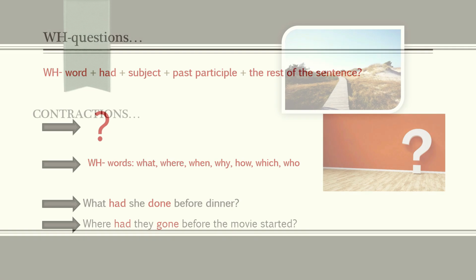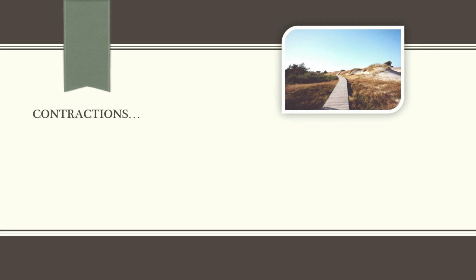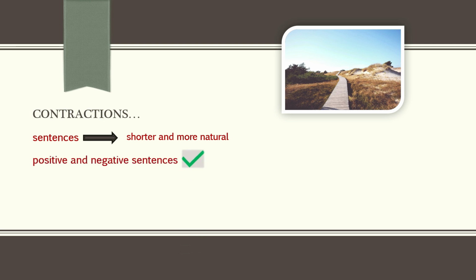Now let's talk about contractions. Contractions are a way to make your sentences shorter and more natural, especially when speaking. In the past perfect tense, we can contract both positive and negative forms. Using contractions doesn't change the meaning of the sentence, it just makes it sound smoother and more fluent.